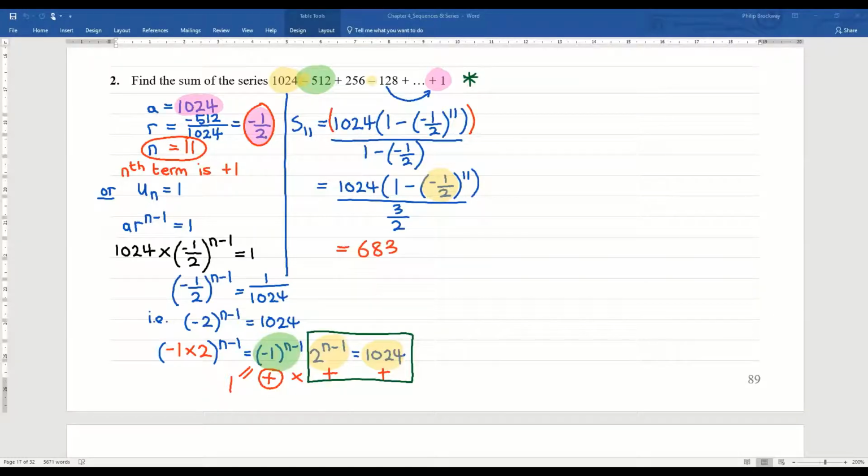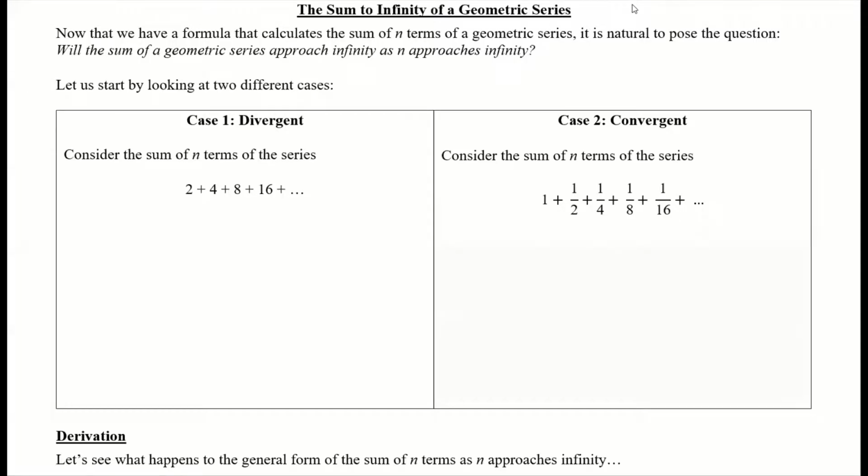Okay, so a bit long-winded, that one, but there were some important ideas in there. Next, we're going to have a look at the sum to infinity of a geometric series. Now, there are 2 cases here to consider. The first case is for divergence, and that will be the more common series that you'll be familiar with.